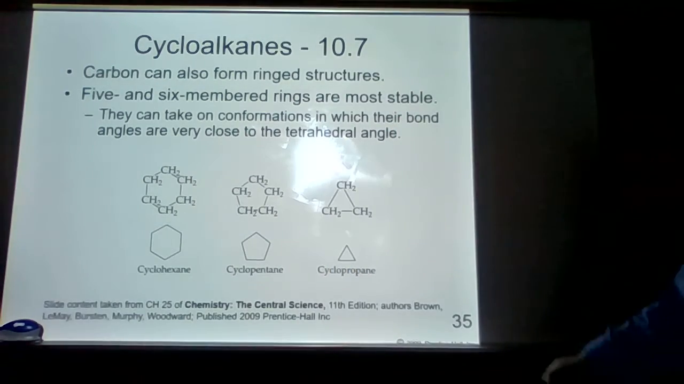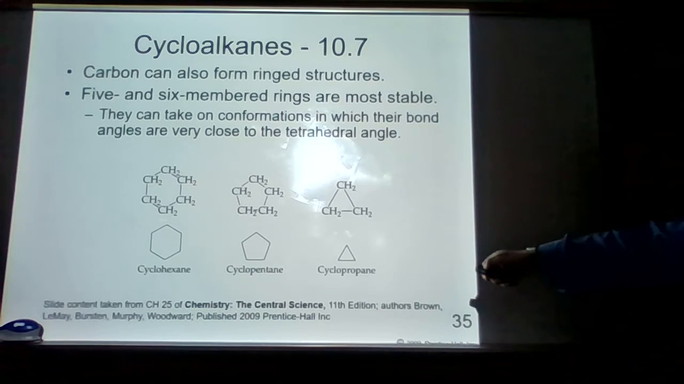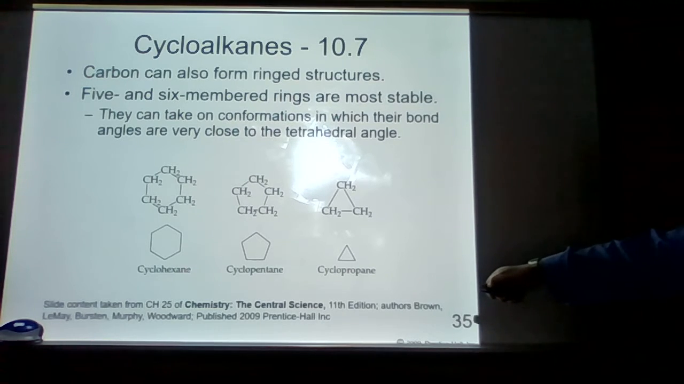So our 5 and 6-membered ring, this 6-membered ring is cyclo, telling us that the carbons are attached in a cyclic system. They come back upon themselves. There are 6 of them. Hex. All the carbon-carbon bonds are single bonds, so it's cyclohexane.